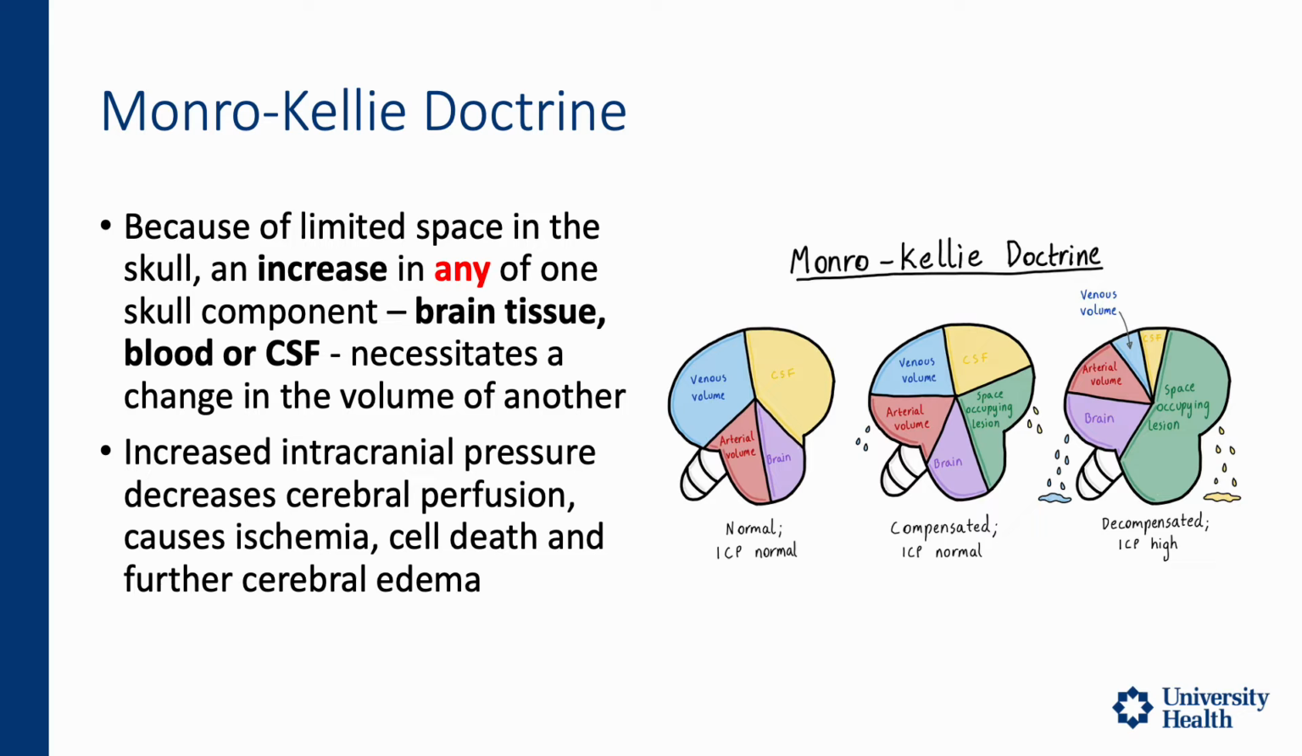So increased intracranial pressure decreases cerebral perfusion, can cause ischemia, cell death, and further cerebral edema. And the worst is going to be your cerebral edema because, like we said, you start herniating. You can herniate in different ways, but you can cause herniation and start compressing your brainstem and can go into cardiac arrest.